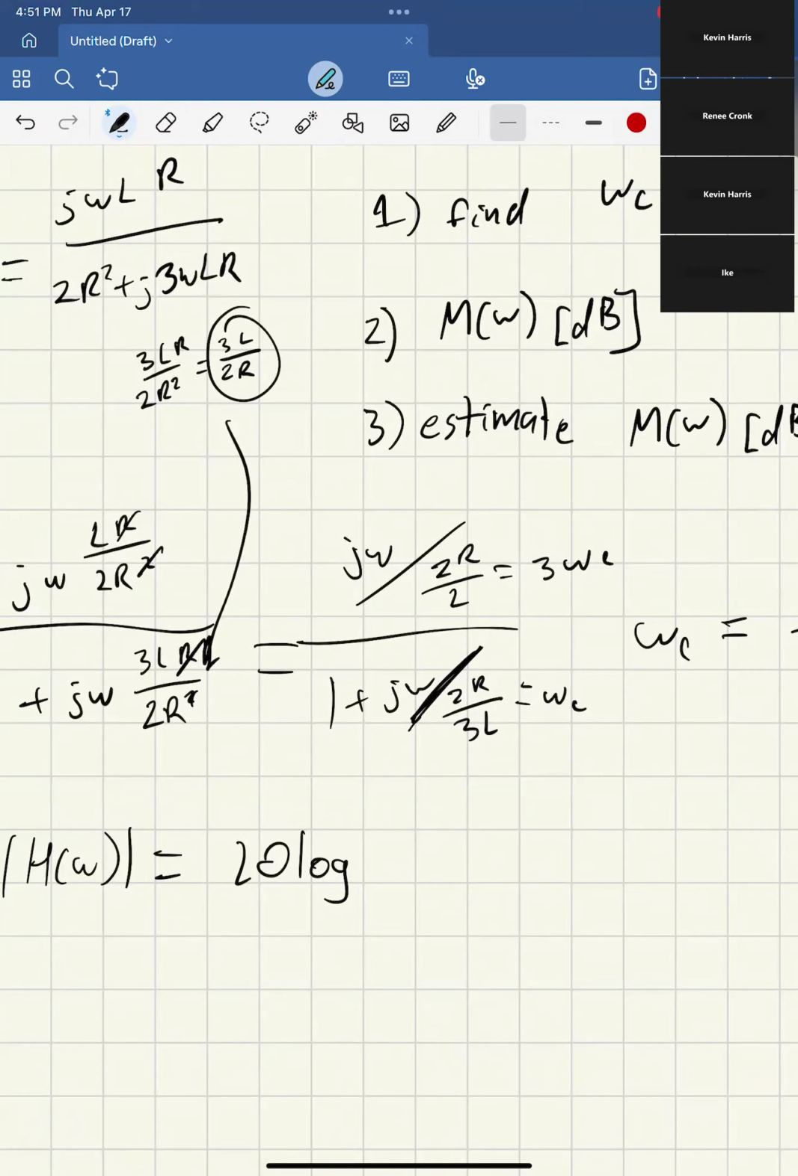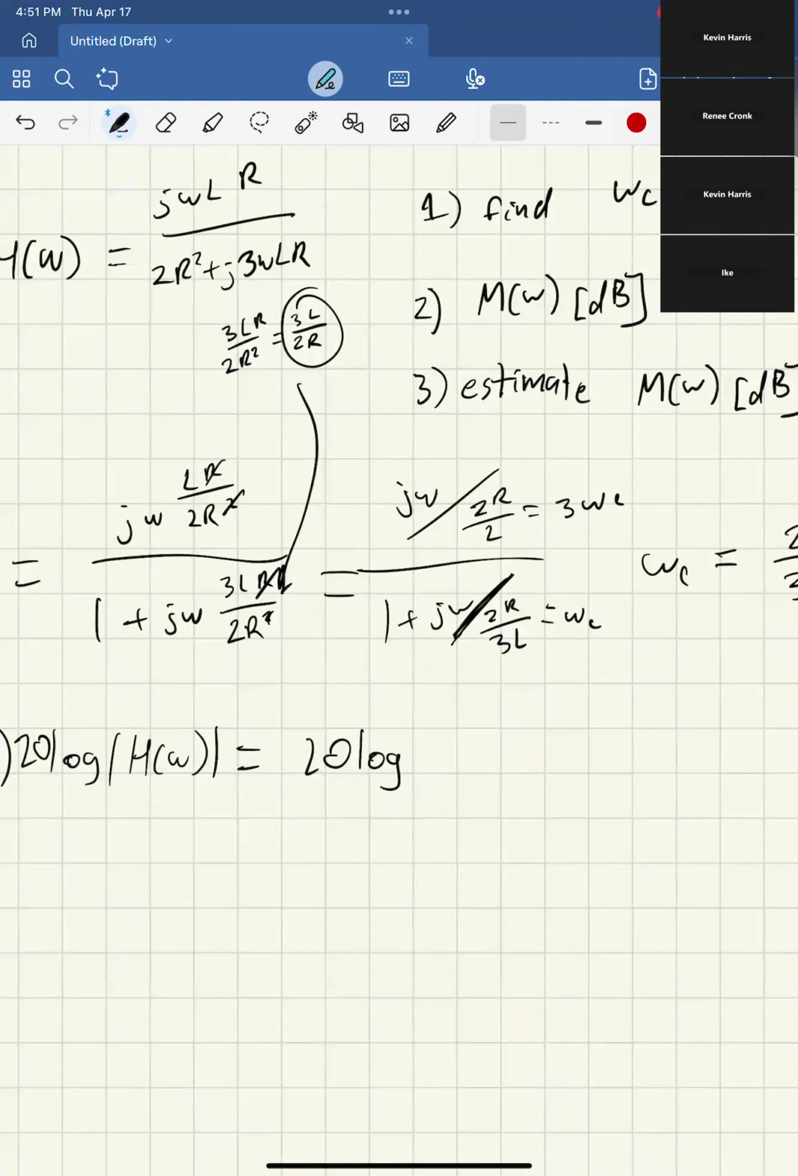How did I know to divide by 2R squared? Because to find the corner frequency, we want to put it into standard form, and to put it into standard form, we want to make the real part be 1. So this is the only real part.